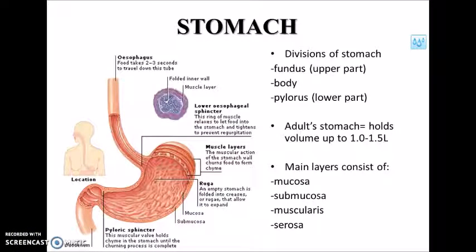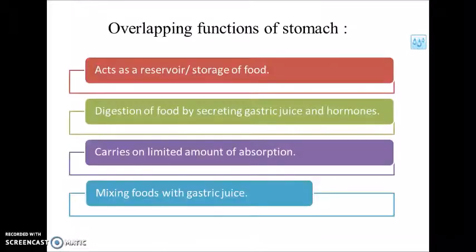Next, we continue with the stomach. The stomach is one of the major organs involved in the digestive system, and it lies in the upper part of the abdominal cavity under the liver and diaphragm. It consists of four main layers, that is mucosa, which contains chief cells, parietal cells, and endocrine cells, submucosa, muscularis, and also serosa.